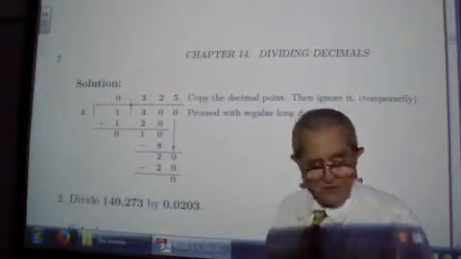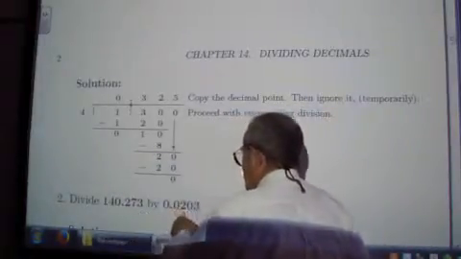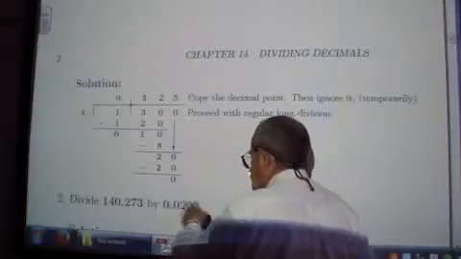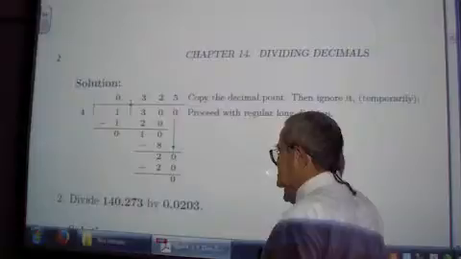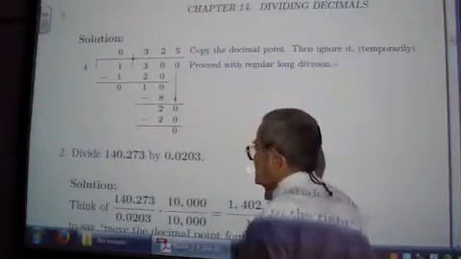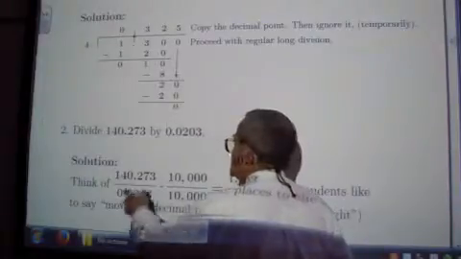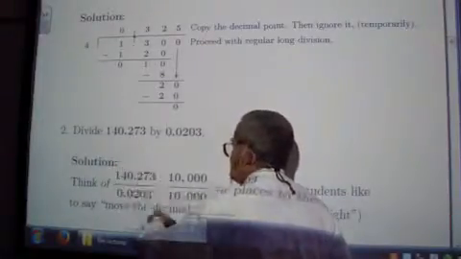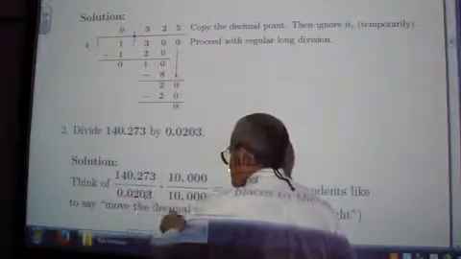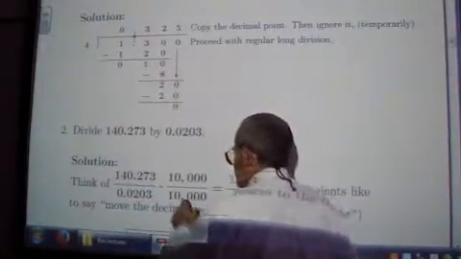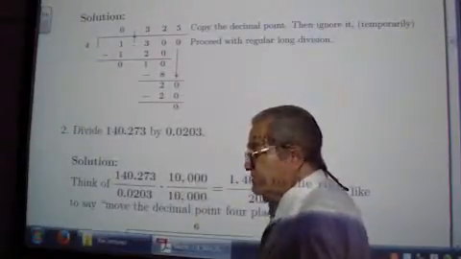Suppose we wanted to divide 140.273 by 0.0203. So we are dividing by a decimal, which we said is a no-no. Suppose we write the division in terms of a fraction. The numerator 140.273, the denominator 0.0203. Multiply by 10,000, numerator and denominator. This is 1, so you can do it.